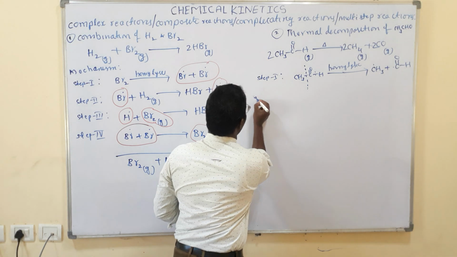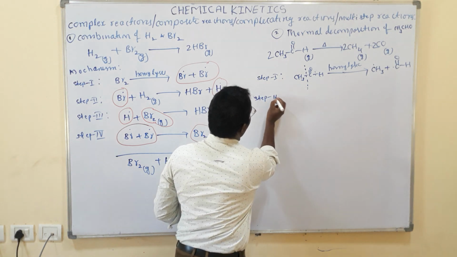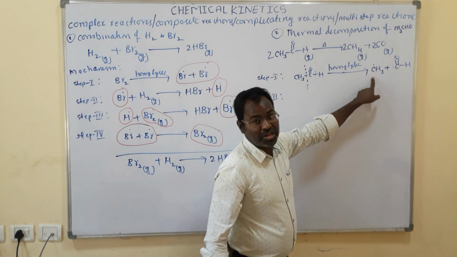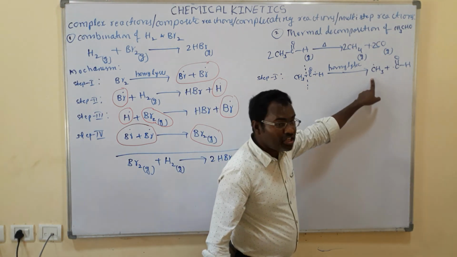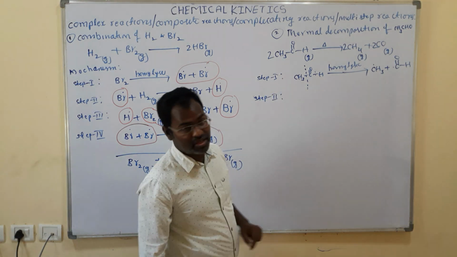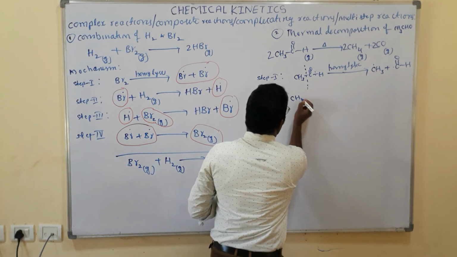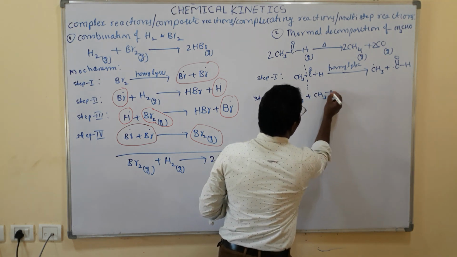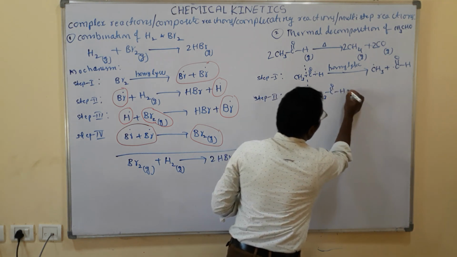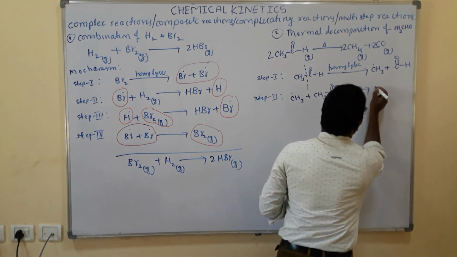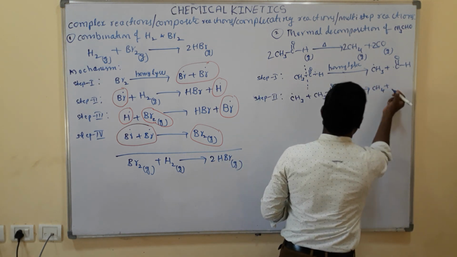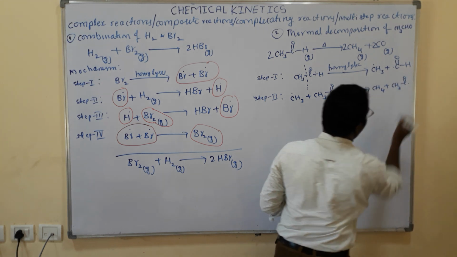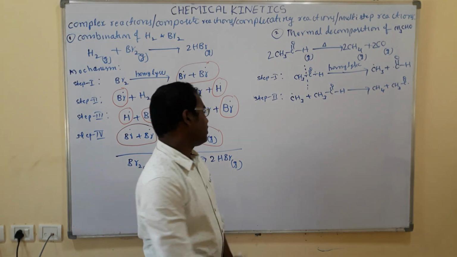So in the second step, what happens? This methyl radical, which is the reaction intermediate, will be combining with another mole of the acetaldehyde. So CH3 dot will combine with another mole of the acetaldehyde and give you methane CH4 plus we can get the acetyl radical.